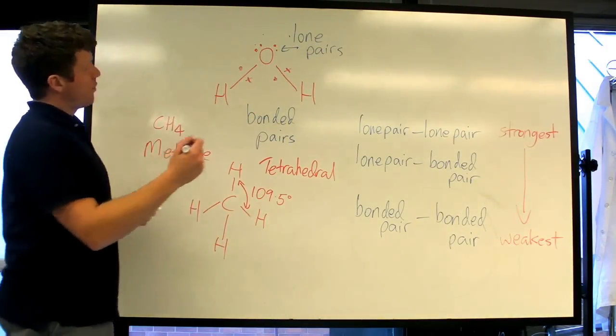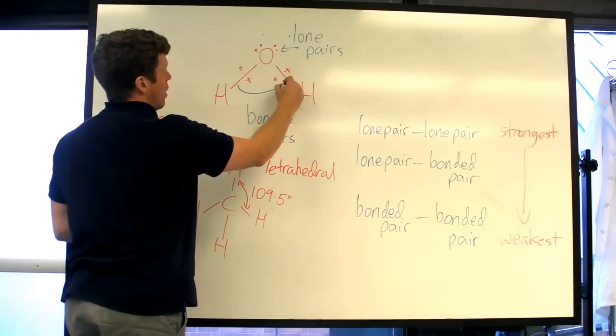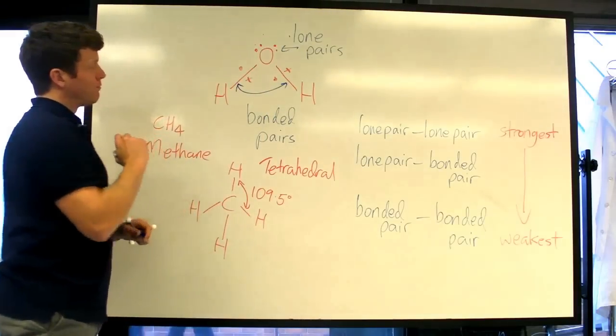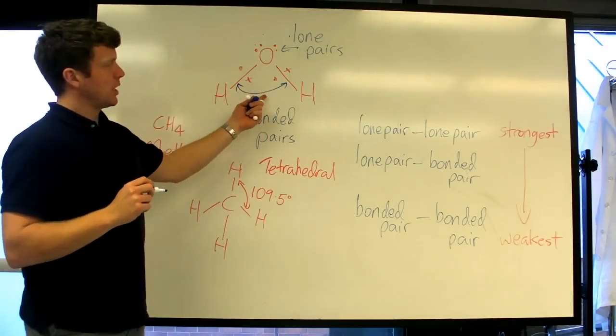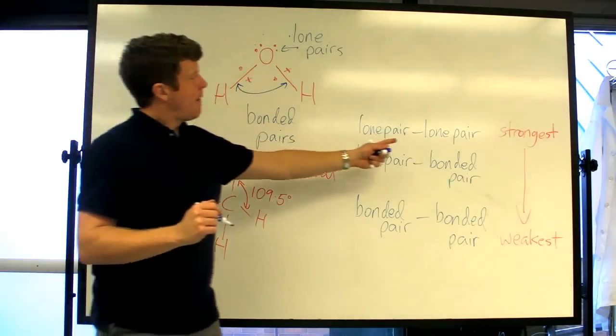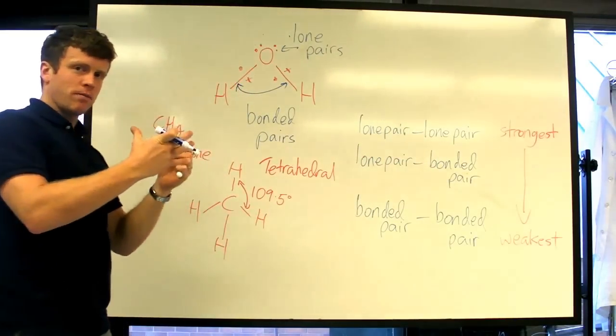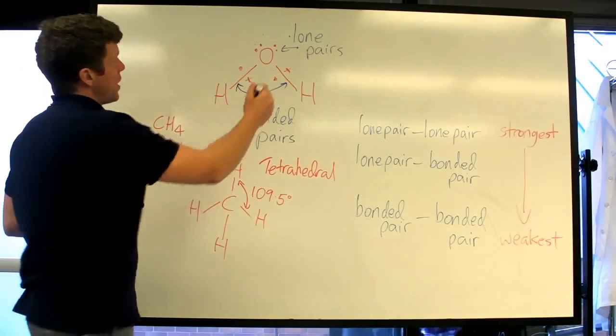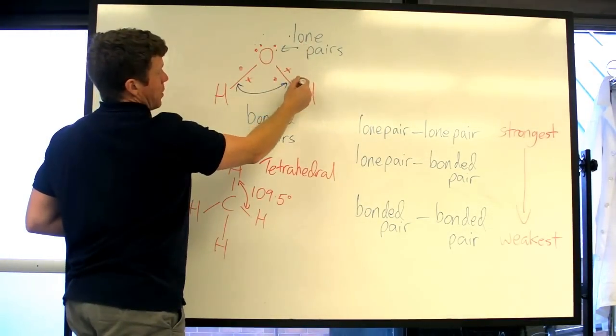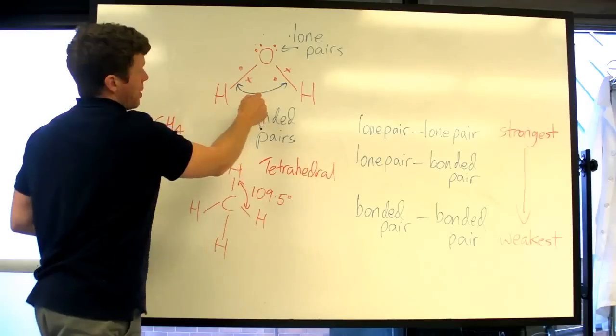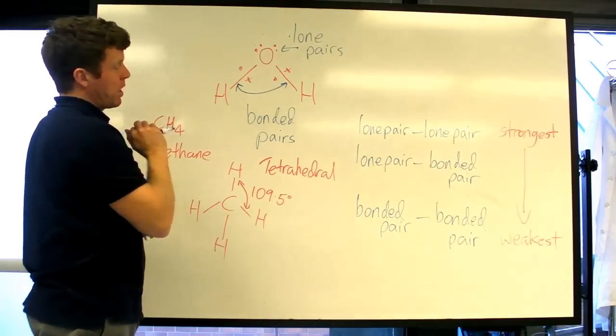So rather than have an angle of 109.5, this angle is actually less, and the reason is you've got 2 pairs of lone pairs, and that's the strongest amount of repulsion between electron pairs. Then you've got lone pairs and bonded pairs here and here, and then bonded pairs and bonded pairs.